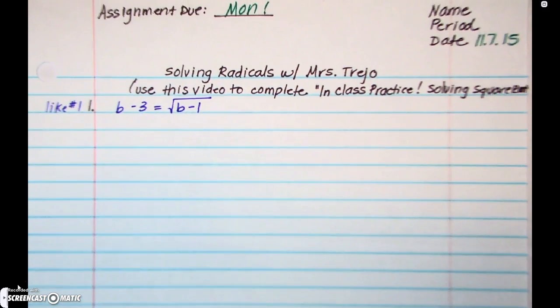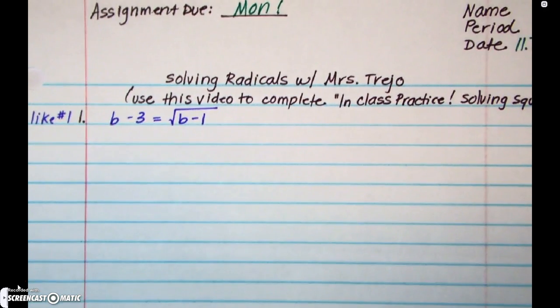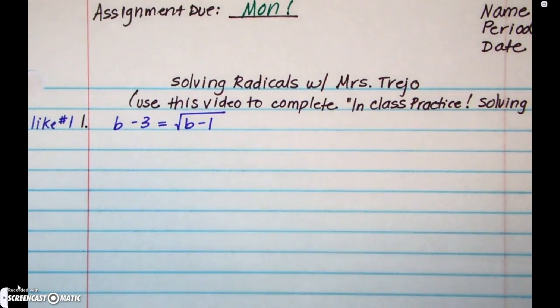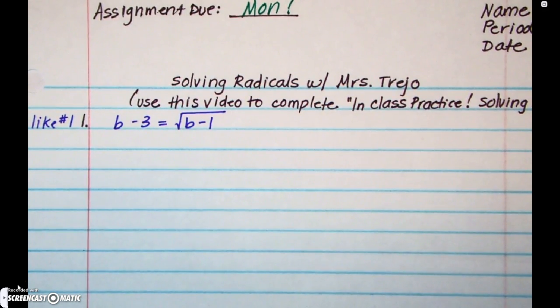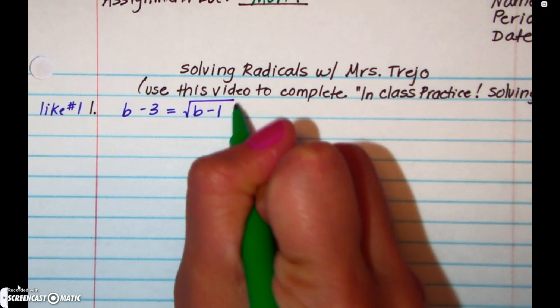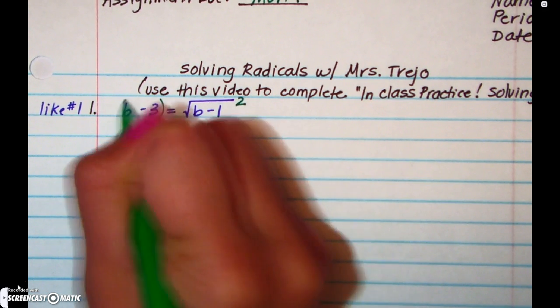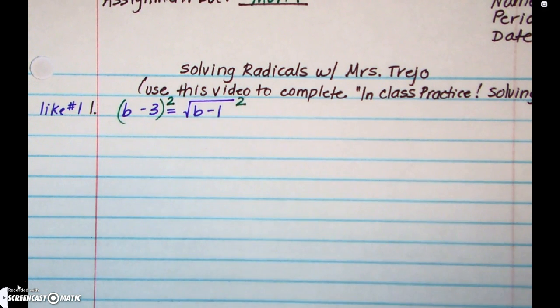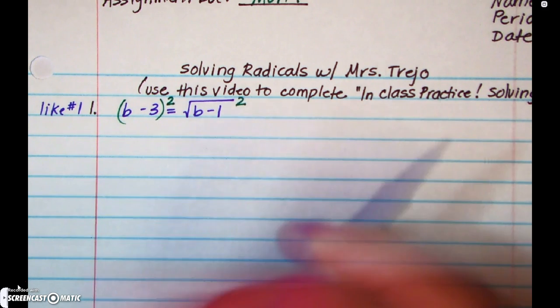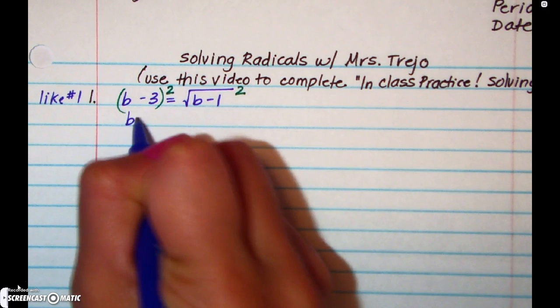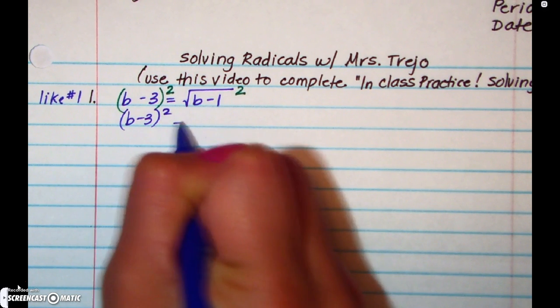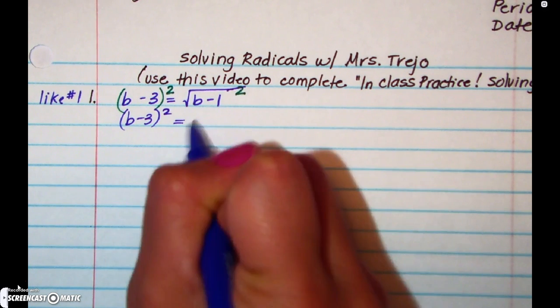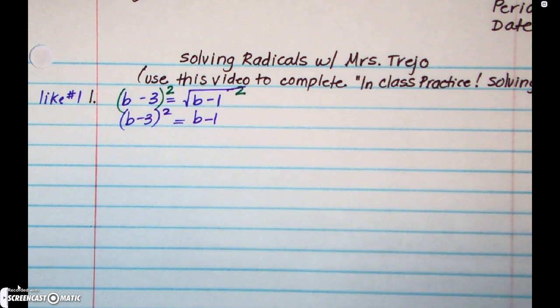I'm going to go ahead and zoom in as much as I can so that you guys can see this nice and big on your phones. The first thing you need to do is get rid of the square root. So what do I need to do to get rid of the square root? That's right, I'm going to square both sides of the equation. When you square the left side, make sure you add parentheses on that, okay? So now you have (b minus 3) squared is equal to, the square and the square root cancel, so you're left with b minus 1.